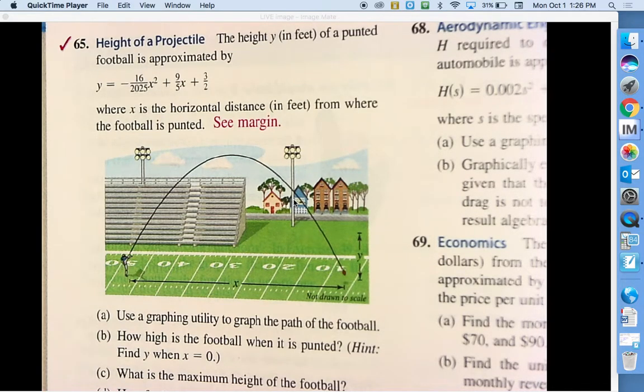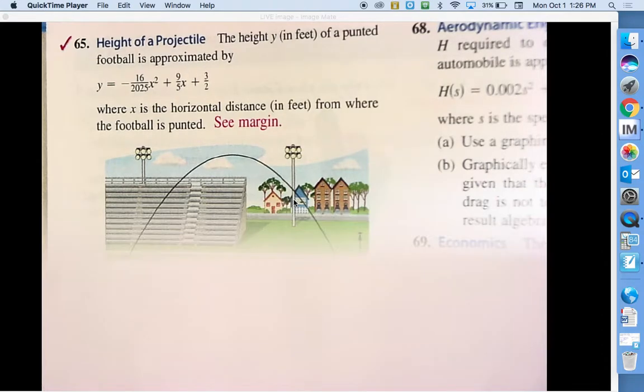Part B is, I think, pretty straightforward. How high is the football when it is punted? And then it says, in parentheses, as a little hint, find y when x is 0.